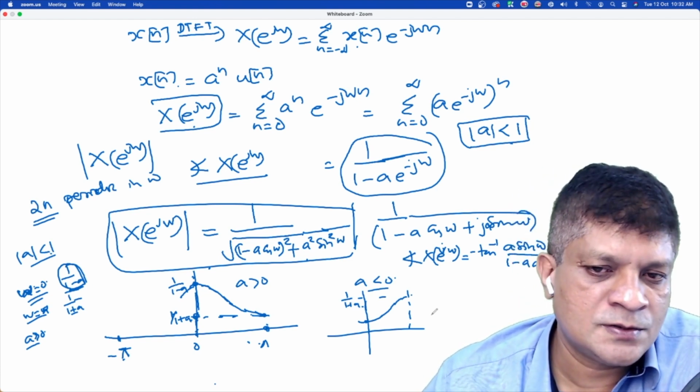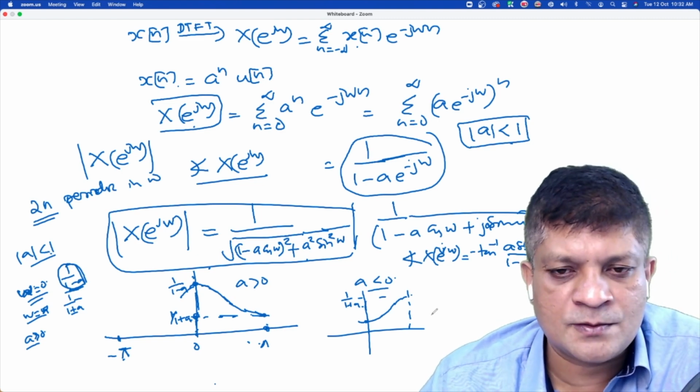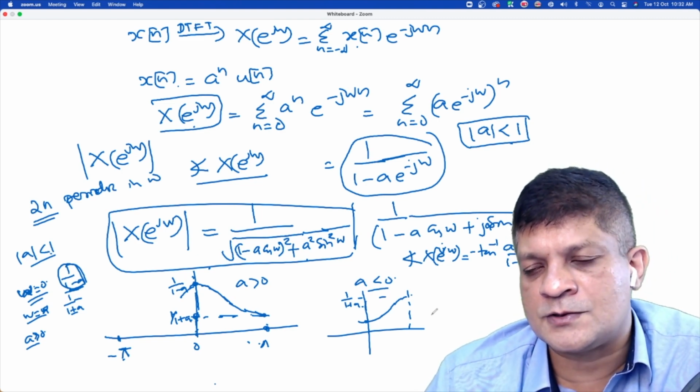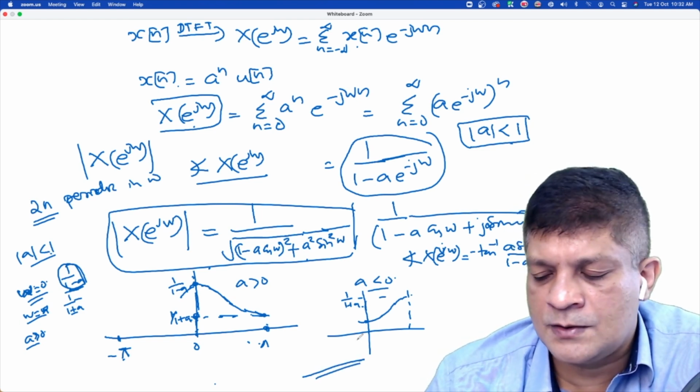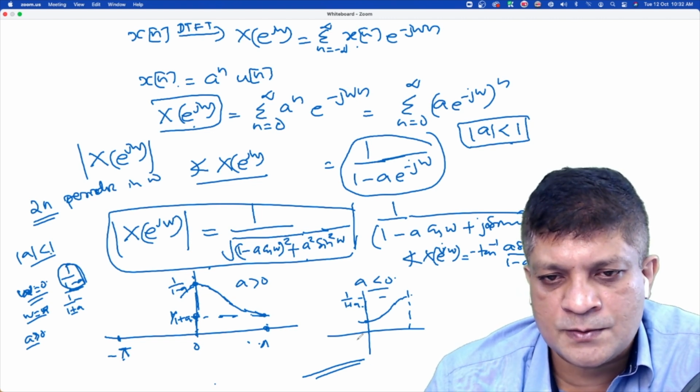Since it is a worked out example in Oppenheim, I am not explaining it. We don't have time to explain that. All the steps are given in Oppenheim. Please refer to that book.